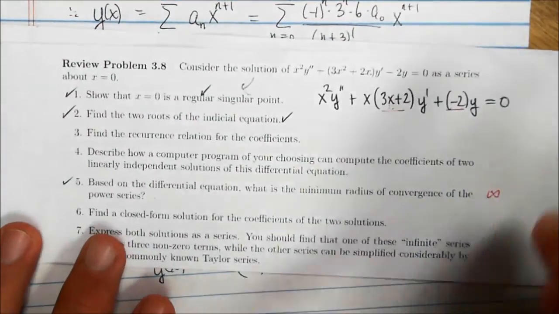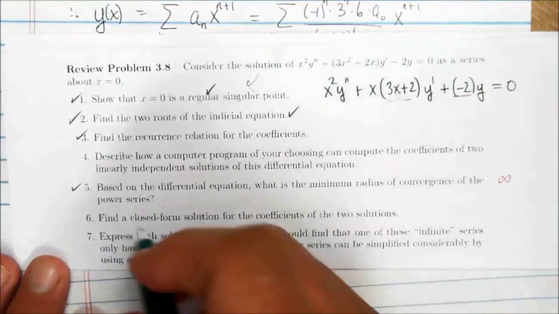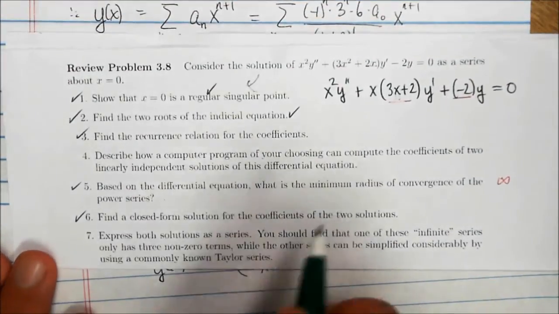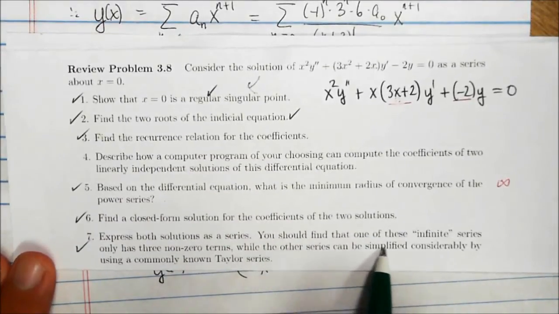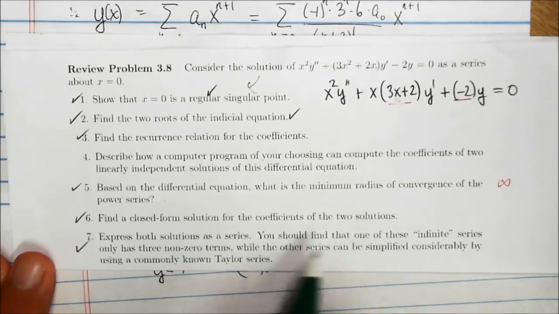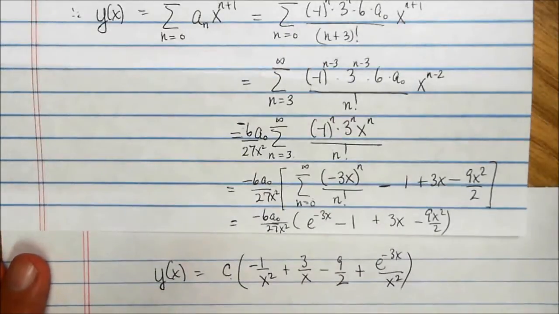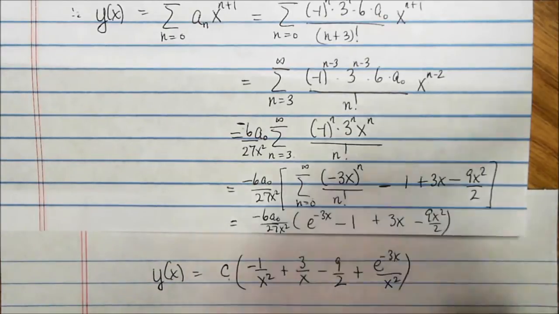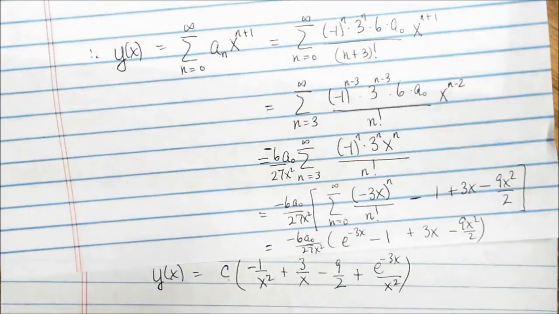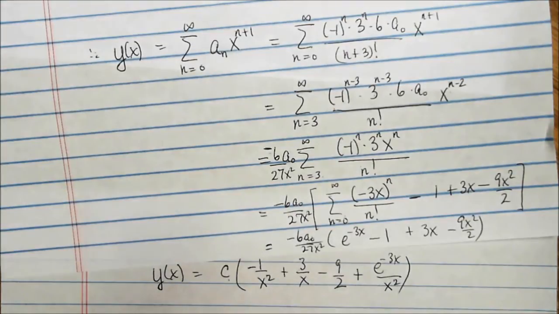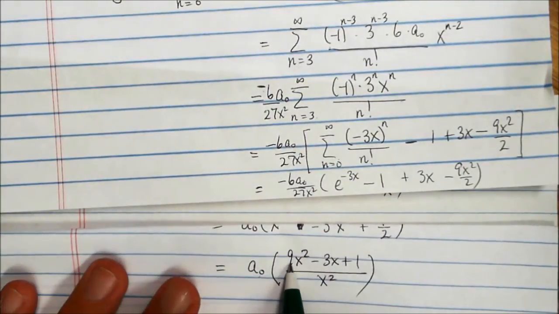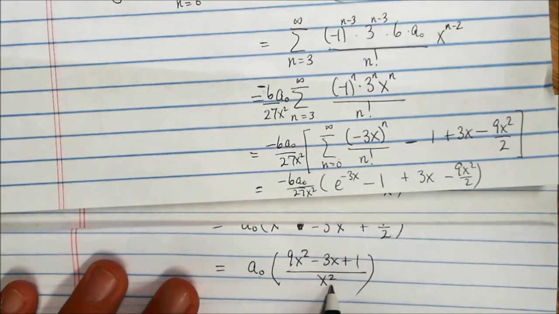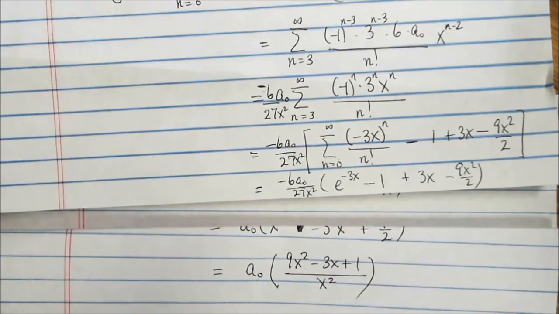Okay, so let's take a look at how we've done in here. So we found the recurrence relation for the coefficients. We found a closed form for the coefficients. And in fact, we showed that the one series only has 3 non-zero terms, while the other series can be simplified considerably by using a commonly known Taylor series. And so there is one answer. And the other answer, which we found earlier, if I can find my notes, was this part right here, constant times 9x squared minus 3x plus 1 over x squared. So those were the two answers.